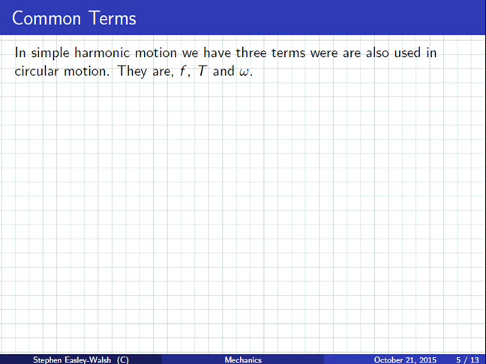How big is a radian? 57 degrees, isn't it? About this. So that would be about this fast. Yeah, it'd be like this fast. That would be 1 radian per second.